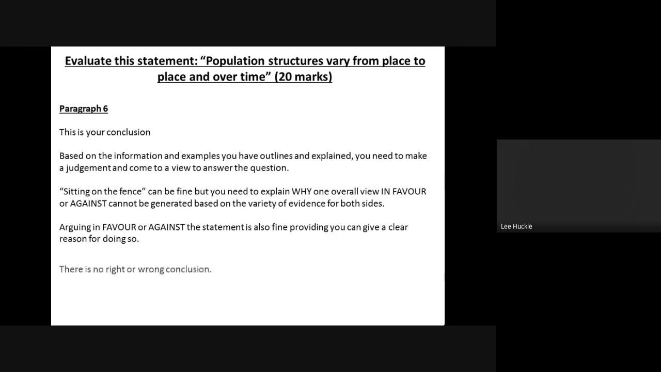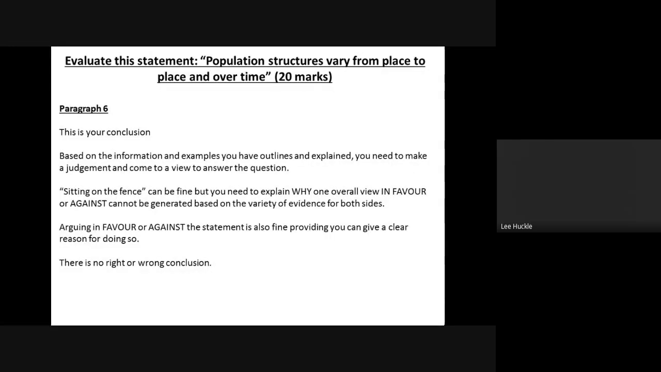Now, the key point to note here is there is no right or wrong answer. The examiner is not looking for you to come to the conclusion in agreeing to the statement or disagreeing with the statement. They're not after that. They're after a student portraying both sides, different arguments, creating that debate, then creating a viewpoint based on that debate, based on that discussion. And that viewpoint is entirely up to you, providing you can back it up.